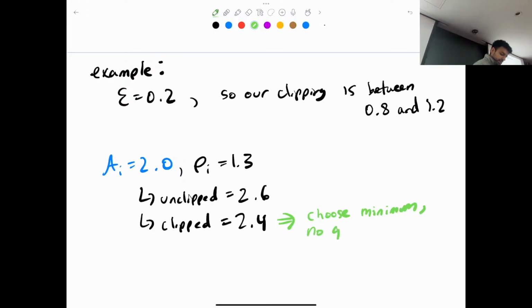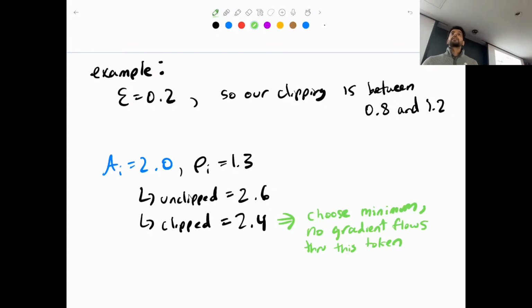and no gradient will flow through this, so it's already more likely than our threshold would restrict it to be. It's already more likely than it was under the old policy. So basically this is saying we are already good on this token. We don't need to increase its probability even more because other updates that we've done till this point have already increased its probability enough. Yes?